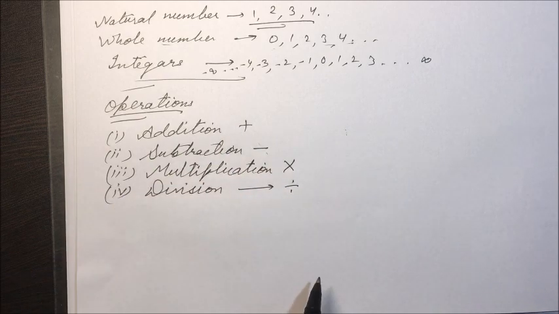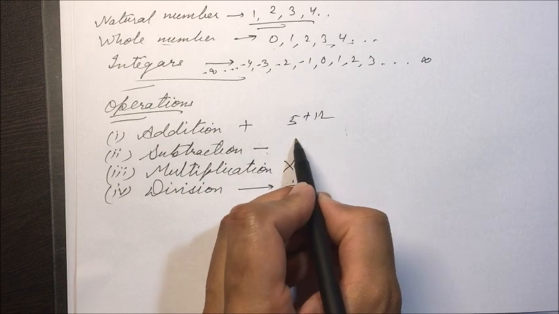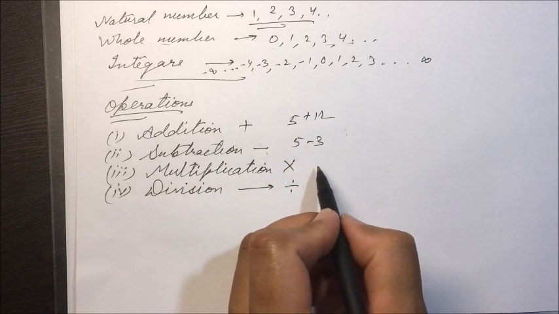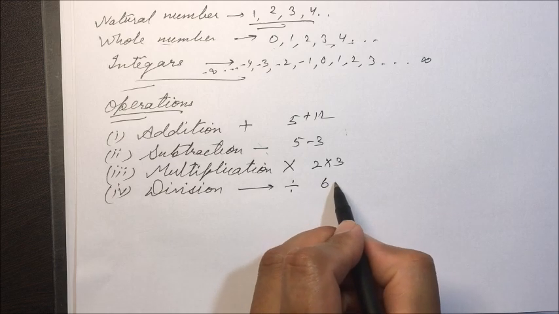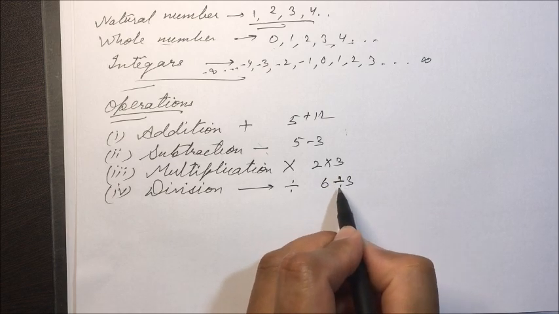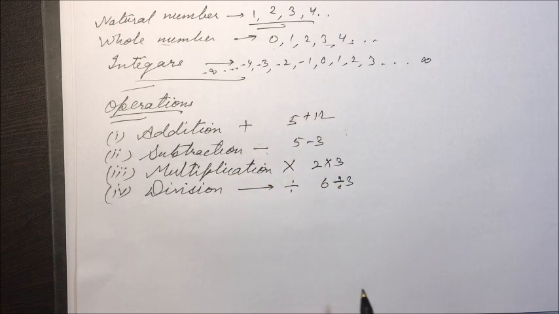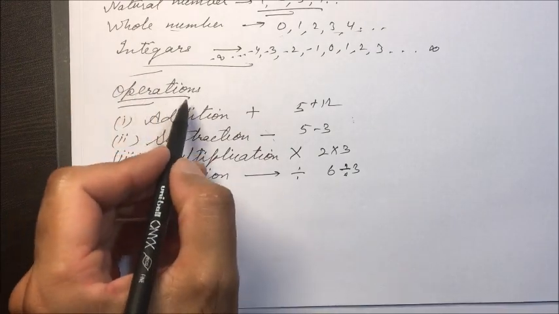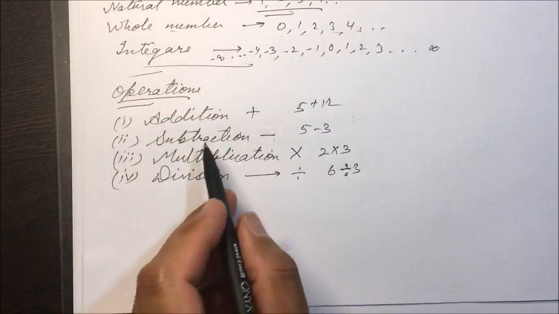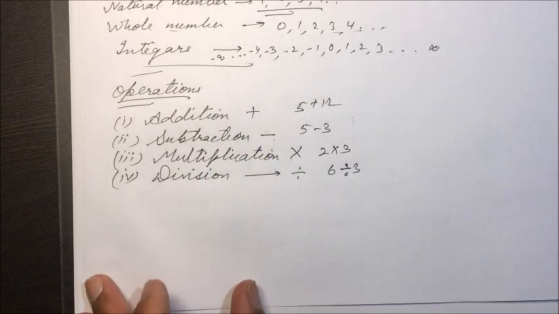These operations we apply on numbers: 5 plus 12, subtraction 5 minus 3, multiplication 2 into 3, division 6 divided by 3. These are operations: plus, minus, multiply, divide. So now we will be discussing properties of operations on numbers, on rational numbers. First we will start with addition.